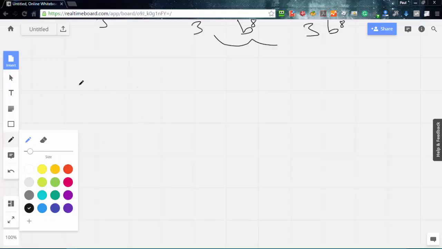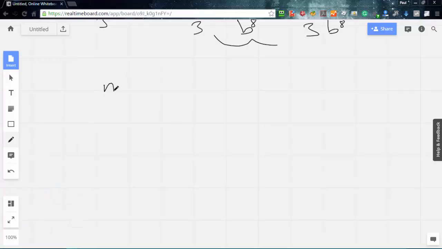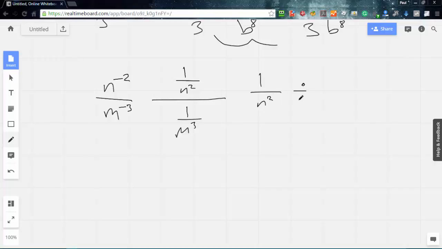Let's do some a bit more complicated now. Let's go with n to the minus 2 over m to the minus 3. So I could actually write this as 1 over n squared divided by 1 over m cubed. Now remember, when you're dealing with fractions, I'll just write it out as a fraction another way here.